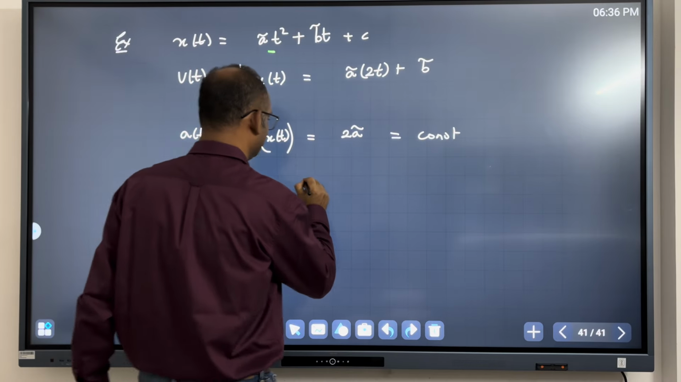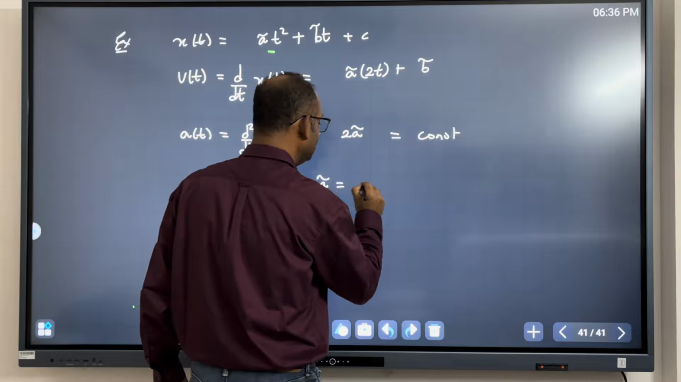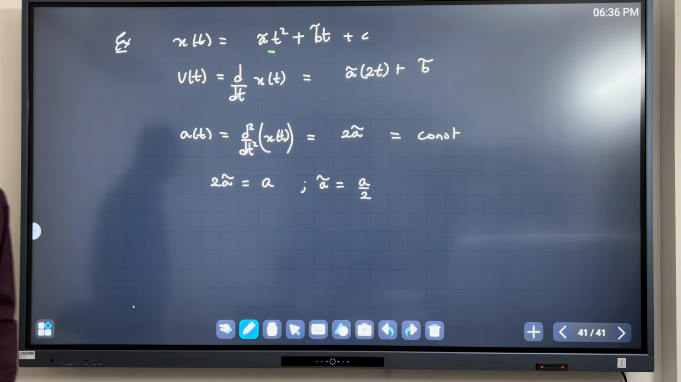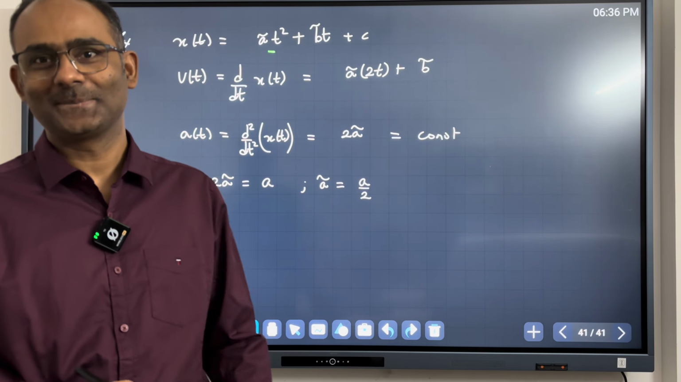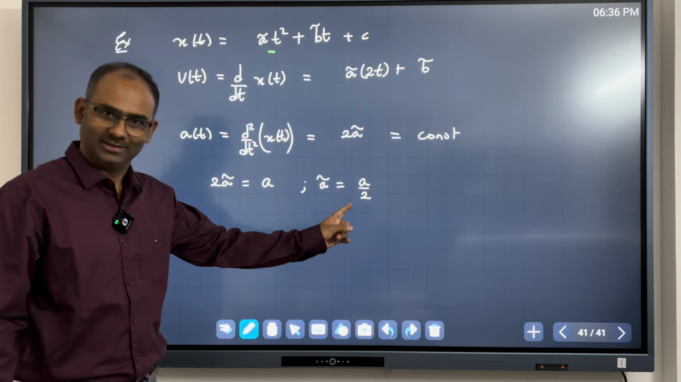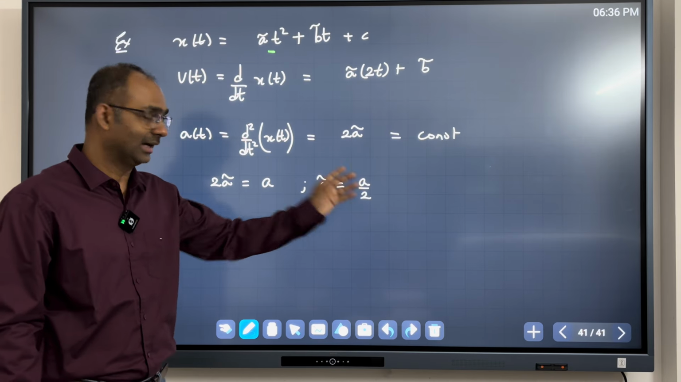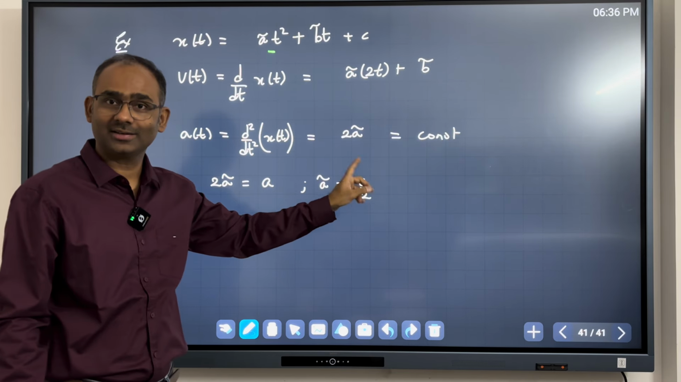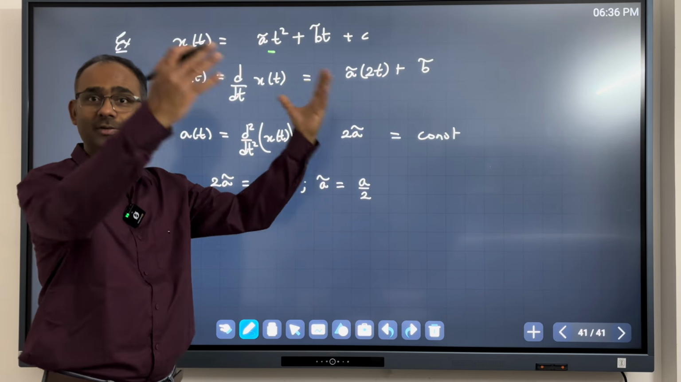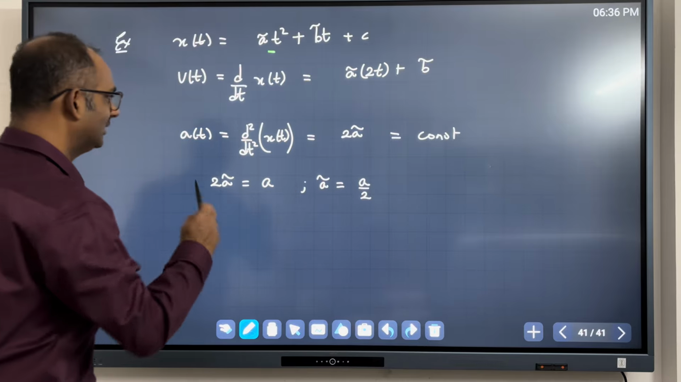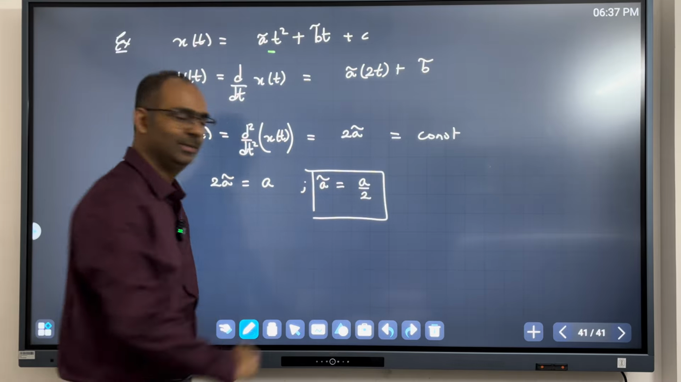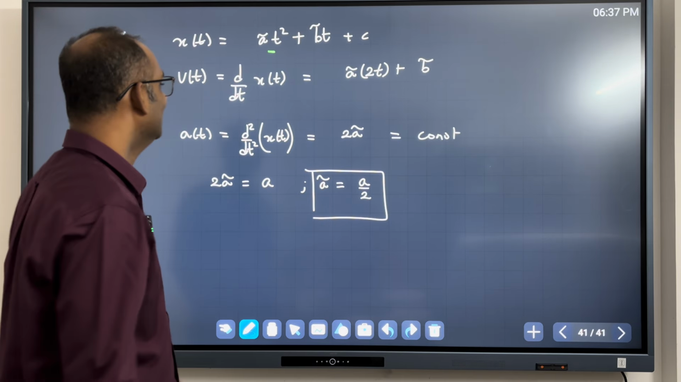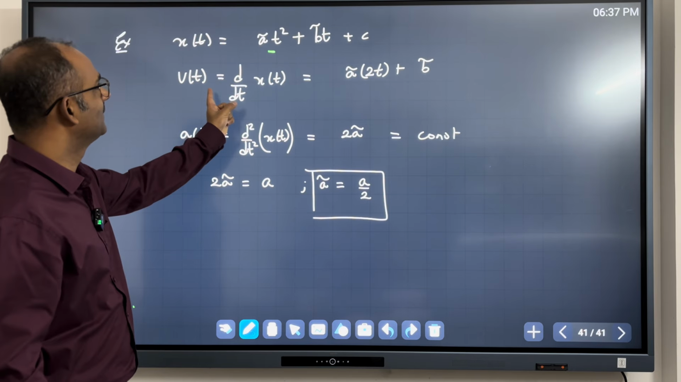So what's A tilde? A tilde is acceleration over 2, it's half of the acceleration. You don't know where I'm going? But you are fine with this, right? So I have determined what that thing is. A tilde is half of the acceleration, and your object is moving with constant acceleration. So that's one thing I know. Good. Okay, let's go back here.